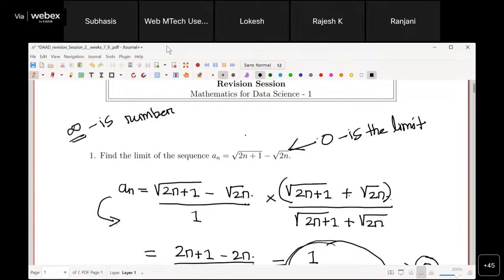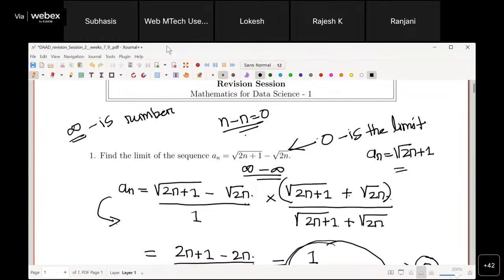When you have some natural number minus the same natural number, you can say it is 0. But when you have infinity minus infinity, you can't conclude anything. May I say, if the question was different, like an is root of 2n plus 1 plus root 2n, in that case actually you can say, because you don't have this minus symbol.